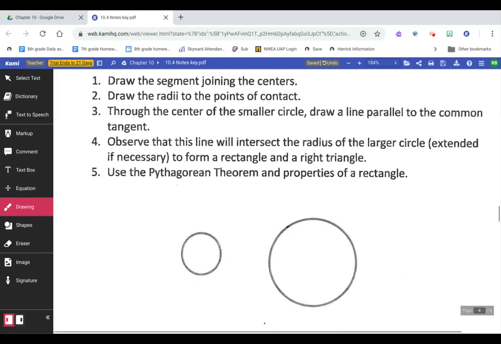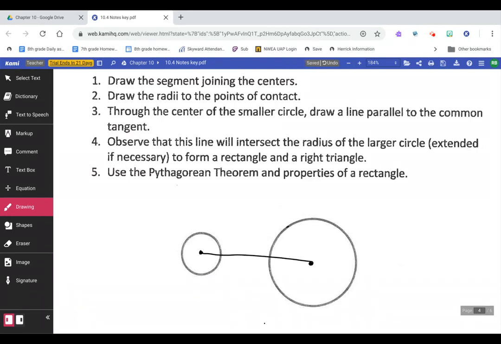Okay, common tangent procedures. You're going to want to listen to these directions pretty closely so that you understand the procedures on how to answer these types of problems. First, let's deal with a common internal tangent. So if we are going to follow the steps, step 1 says draw the segment joining the centers. So let's join the center of the circles.